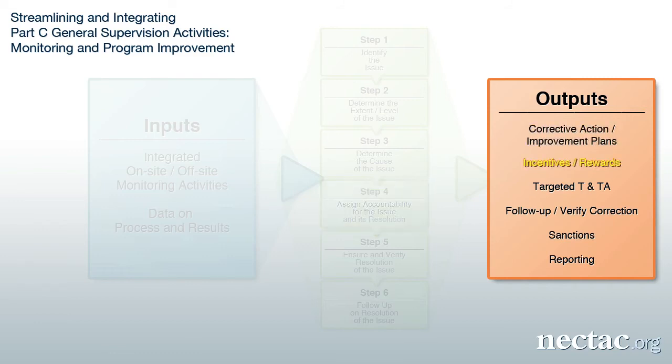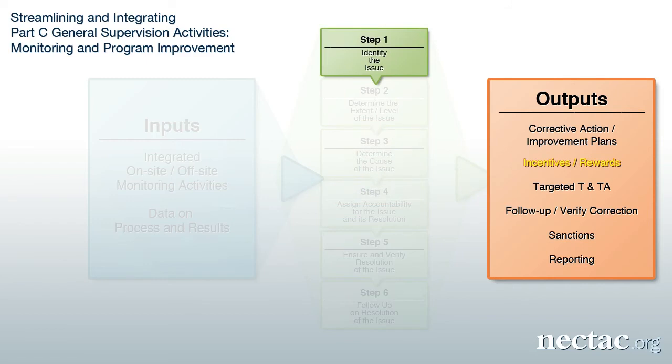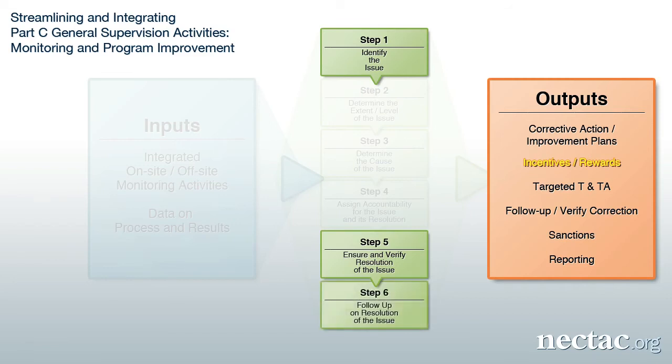States also use incentives or rewards to support high performance. These can include funding, public recognition, less frequent monitoring, or other activities. Incentives or rewards can be an outgrowth of Step 1, identify an issue, Step 5, ensure and verify the resolution of an issue, or Step 6, follow up on the resolution of an issue.